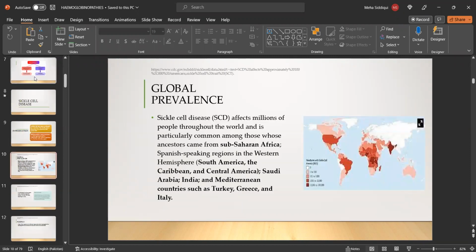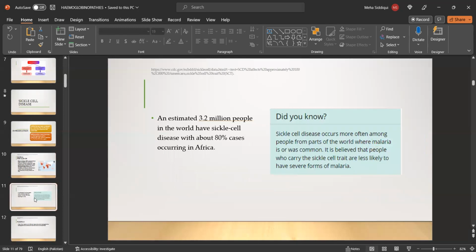It affects millions of people throughout the world and is particularly common among those whose ancestors came from sub-Saharan Africa, South America, Caribbean, Central America, Saudi Arabia, India, Mediterranean countries like Turkey, Greece, and Italy, and it can be very well appreciated in this picture map. An estimated 3.2 million people in the world have sickle cell disease, with about 80% of cases occurring in Africa. It occurs more often among people from parts of the world where malaria is or was common.